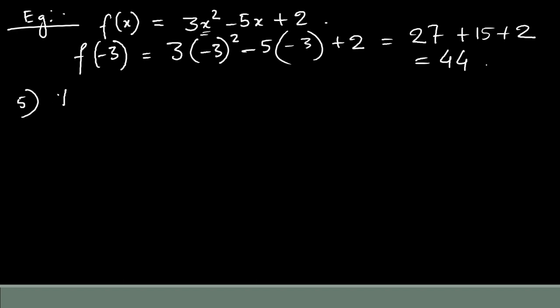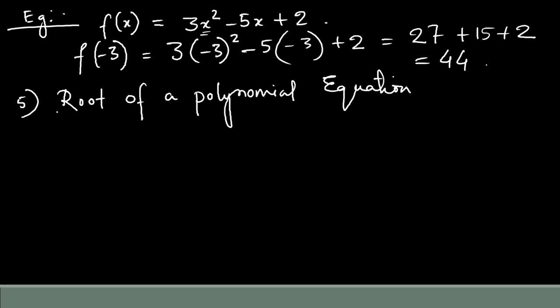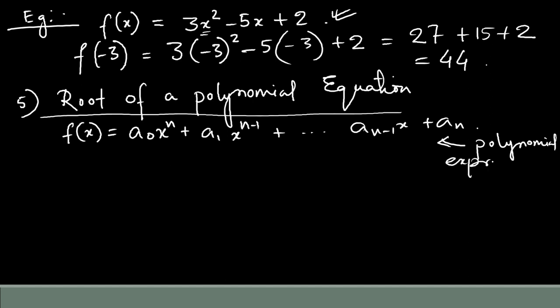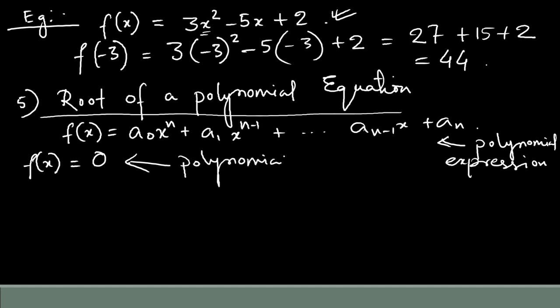So number 5, root of a polynomial equation. What do you mean by this? Up till now we were only discussing this expression, polynomial expression f(x). f(x) = a0 x^n + a1 x^(n-1) + ... + a(n-1) x + an is a polynomial expression. But this becomes an equation when we say f(x) is equal to 0. So then this becomes a polynomial equation when f(x) = 0.